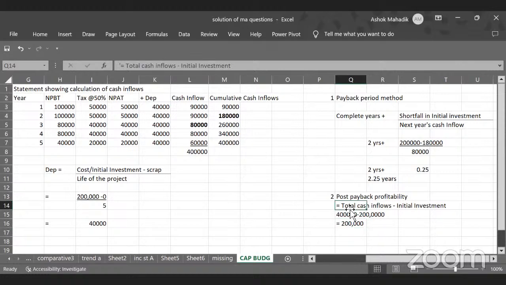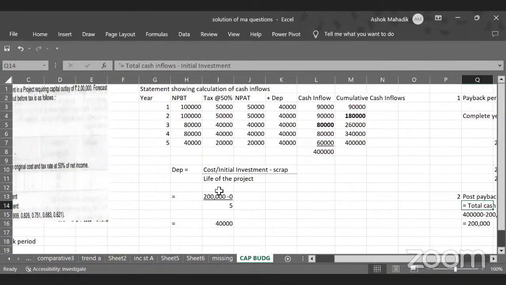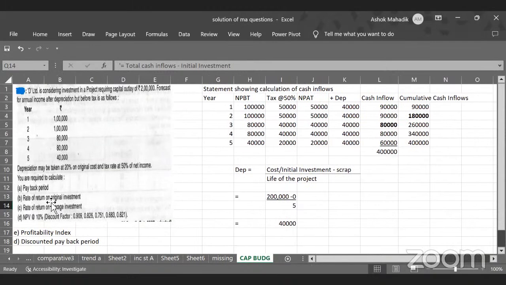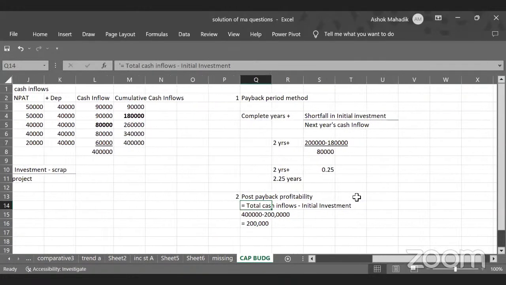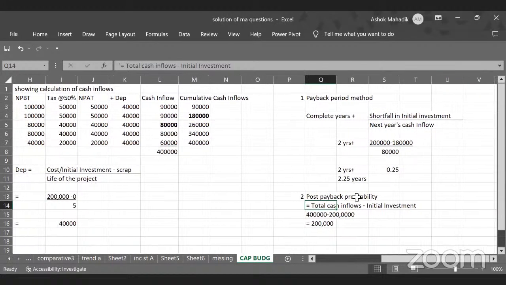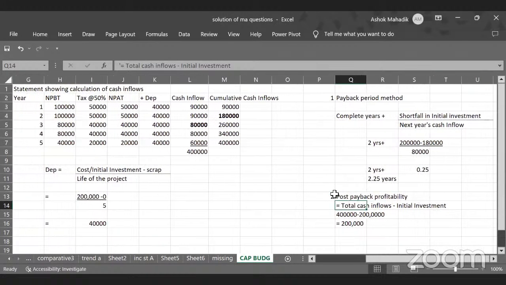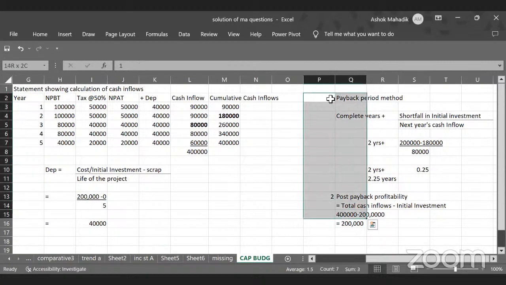Clear? Now the third method. In the question, for the third method, they have given both the formulas. First, by using original investment and average investment. I'll show you both of them. I'll move this method to the right, so that we get some space here.